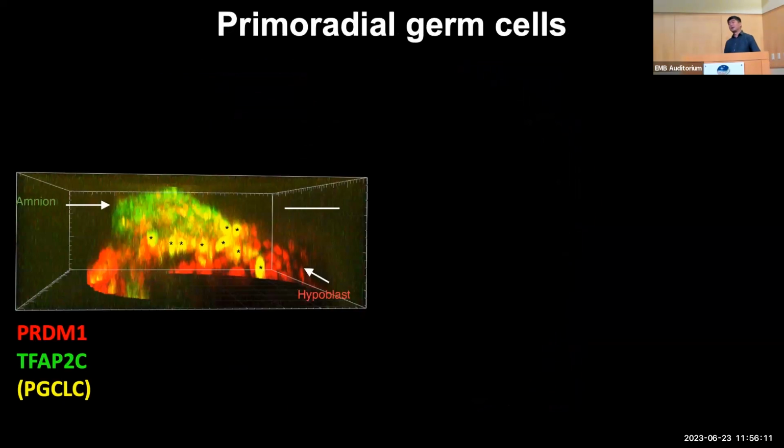So, primordial germ cells. At this stage, we use a dual reporter driven by two genes. One of them is PRDM1, which is also expressed in the hypoblast cells as well. That's why you see a lot of red color here, in the hypoblast-like cells. And also TFAP2C, also a marker for early primordial germ cells in humans. And we see some of the yellow cells here, which we believe represent the primordial germ cell-like cells in these types of structures.